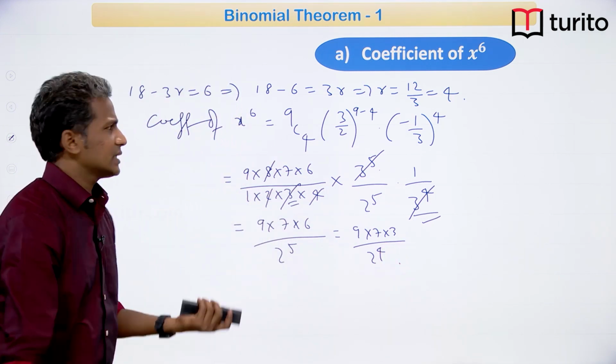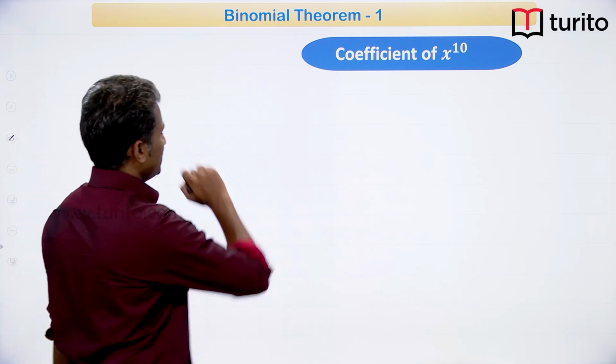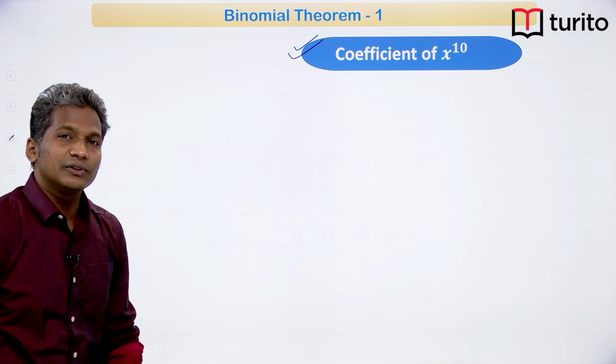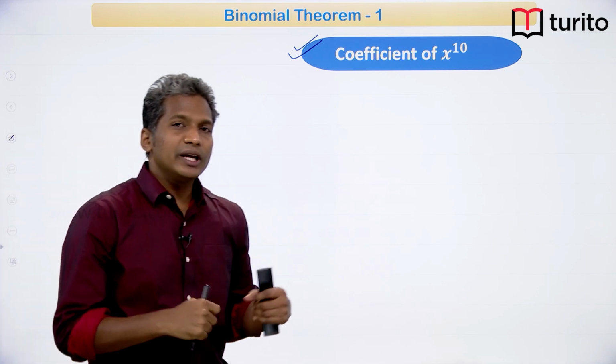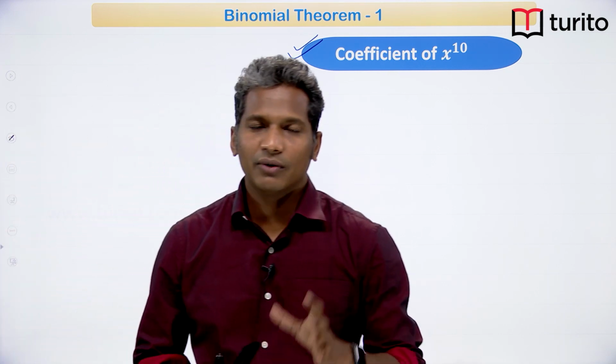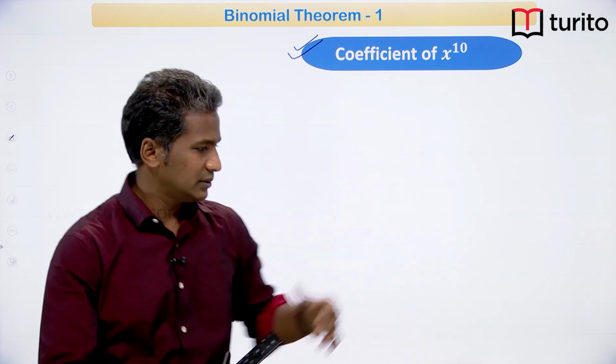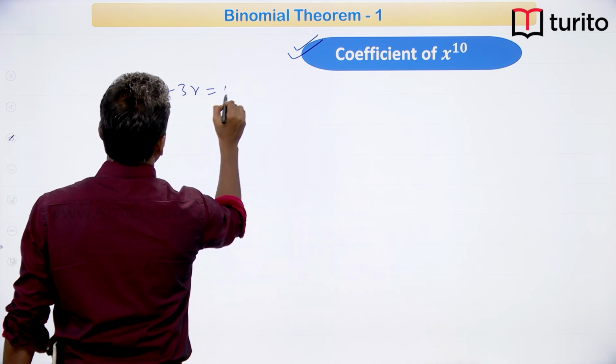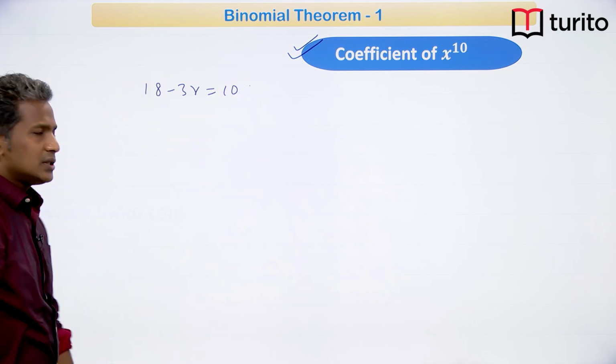Now, let us look at the next problem, next case, sorry. So, this is about the coefficient of x raised to 10. So, how do we calculate this? Again, we have to equate the power to 10. So, let us say I equate this 18 minus 3r power to 10. So, what do we get?